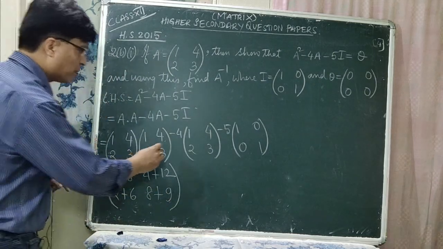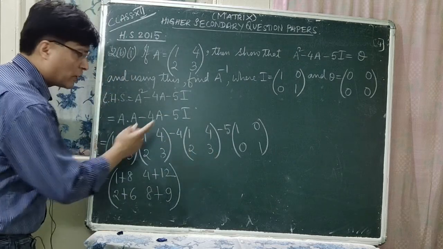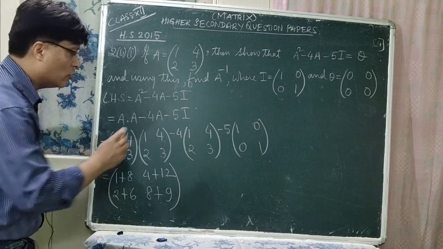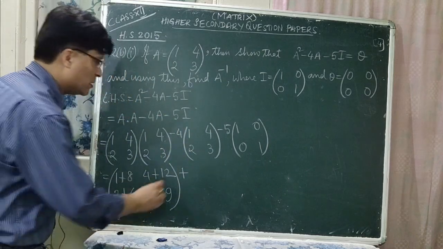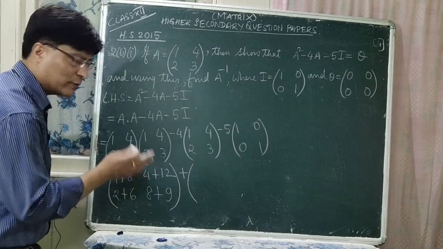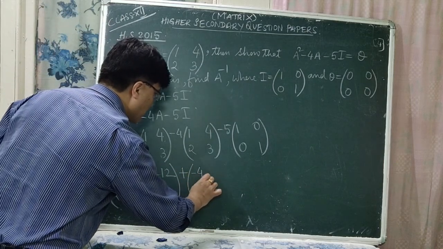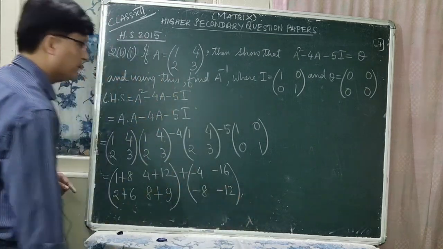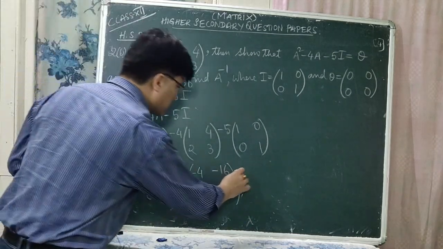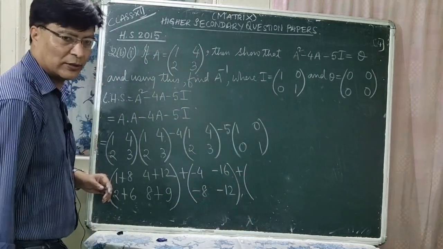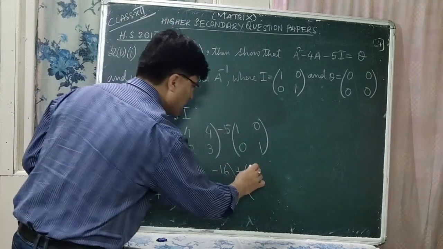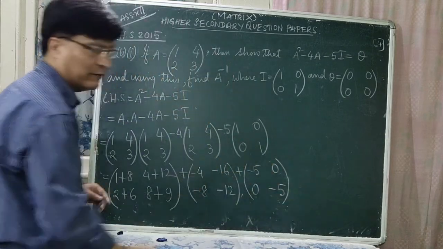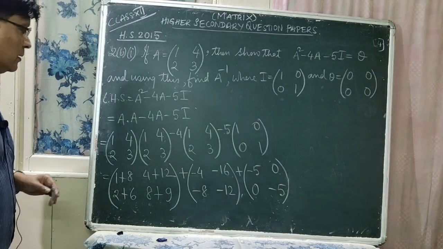Now, 1, 4, 2, 3 is the matrix A. All the elements of the matrix A should be multiplied by the scalar quantity, that is minus 4. So you make it plus and multiply all the elements of the matrix by minus 4. Minus 4, minus 16, minus 8, minus 12. Then write plus out here. Again multiply by minus 5 here. You'll get minus 5, 0, 0, minus 5. So is it understood now?